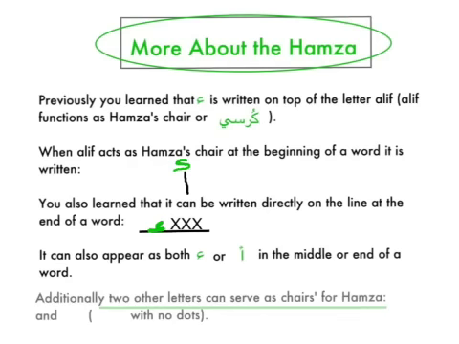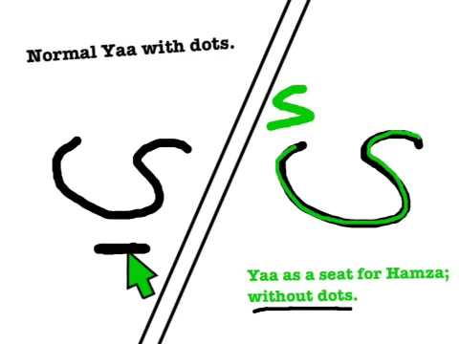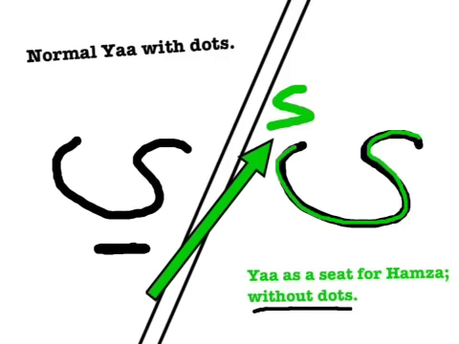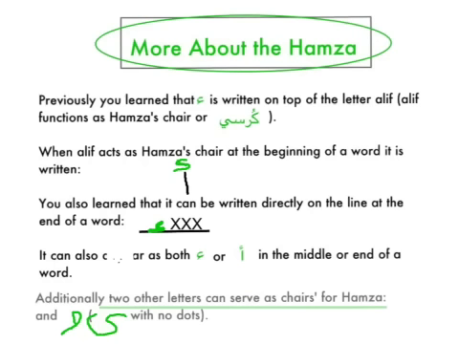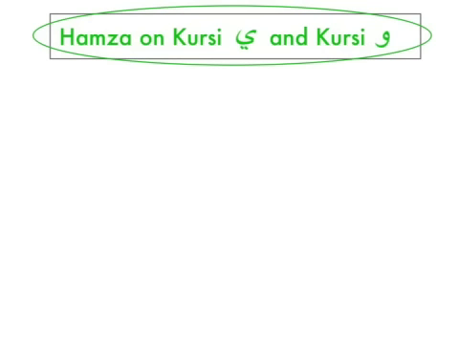Additionally, two other letters can serve as chairs for Hamza: waw and ya. Notice that ya doesn't have dots when it serves as a chair for Hamza. Hamza on kursi ya and kursi waw.